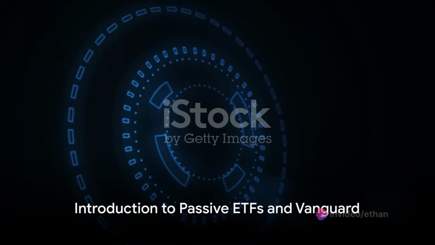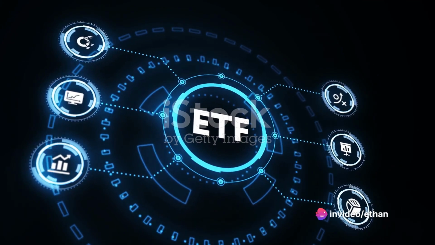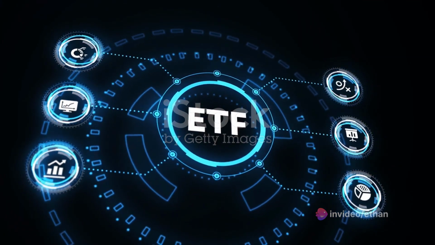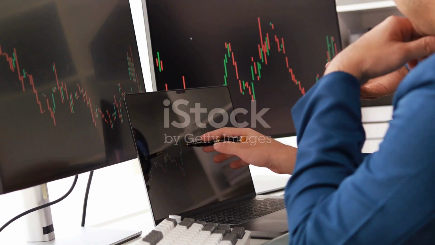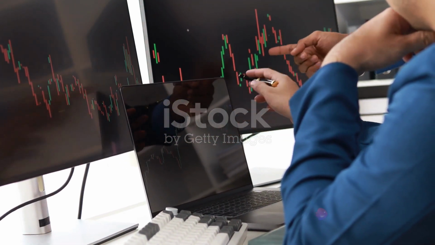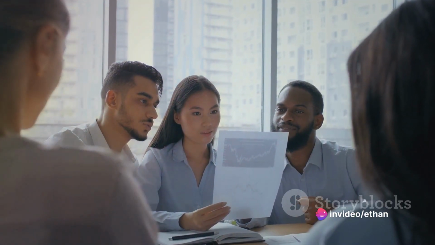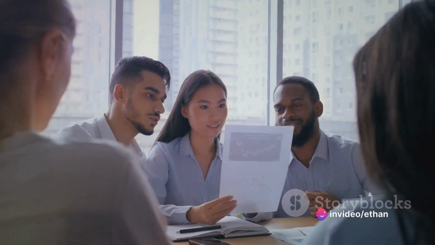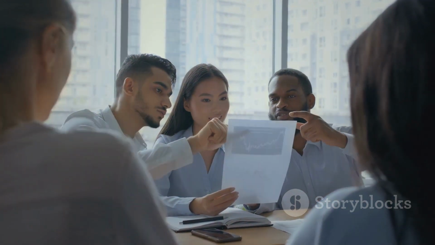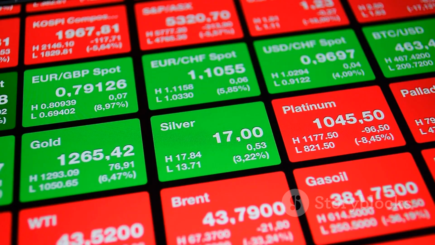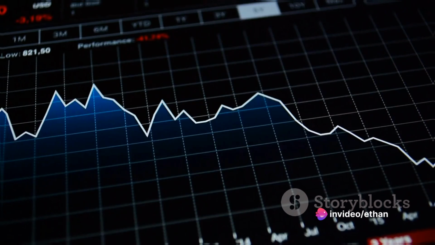Ever pondered the enigma that is passive ETFs? Or how to invest in them using Vanguard? Well, it's time to demystify these questions. Passive ETFs, or exchange-traded funds, are investment vehicles designed to replicate the performance of a specific index, like the S&P 500, rather than trying to outperform it. The allure of these funds lies in their typically lower fees, diversification, and a long-term approach to investing. However, be aware that they carry market risk, as returns will mirror the ups and downs of the index.